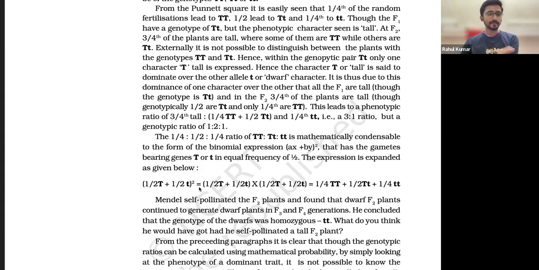How many, so Iram has math, but others, do you know about binomial expression? What does it mean? Bi means two.